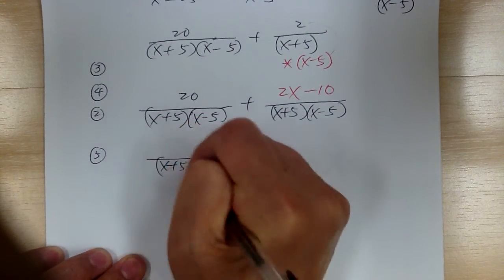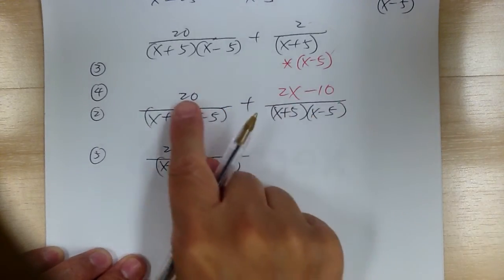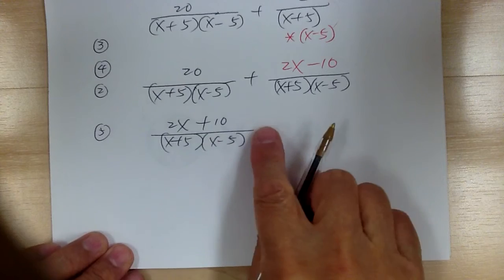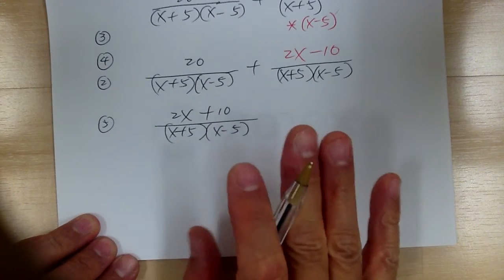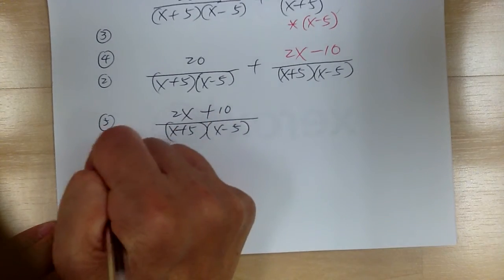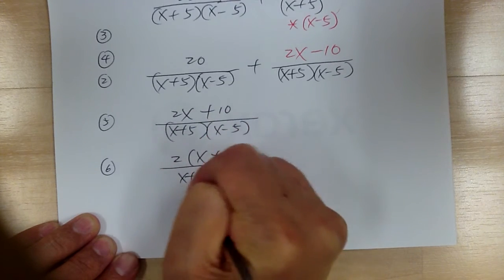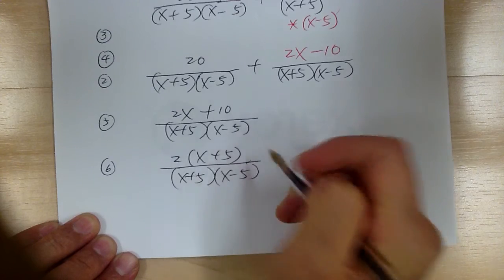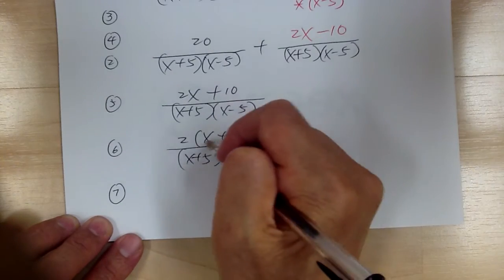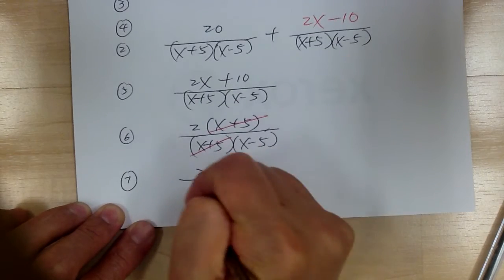So you got x plus 5, x minus 5. Now when you add all this together, you're going to get 2x. Now it's 20 plus negative 10, so it'd be plus 10. Okay, so that's step 5, but you're not done yet. After you add or subtract, you have to go and check for factoring. This is factorable, so you have to do step 6, factoring. Factor out a 2, so you get x plus 5. Then step 7, you go and cancel whenever you can. We're able to cancel, so your answer would be 2 over x minus 5.